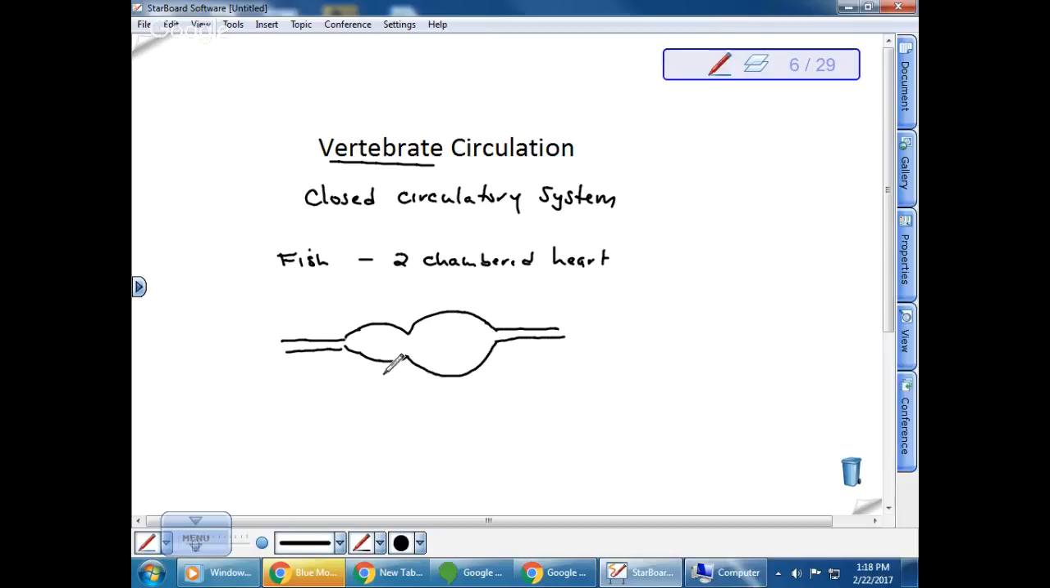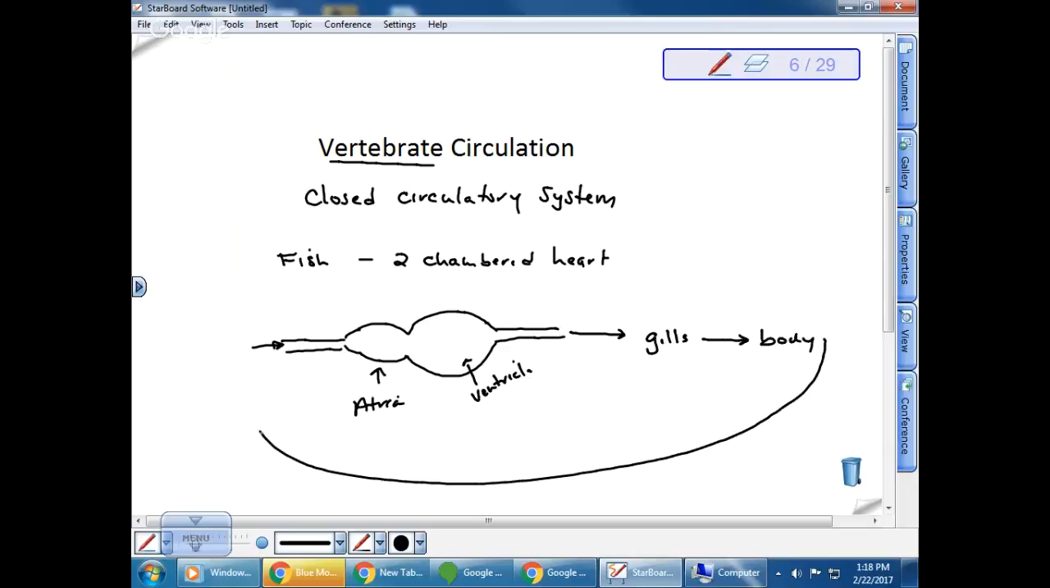Okay. So what is the name of the chamber that receives the blood? Does anybody remember? Ventricle. Nope, that's the opposite. What's the other one besides the ventricle called? Atria. So this is the atria. So if blood is flowing into the heart in this direction, that's what receives the blood. Okay. And then the ventricle is what pumps it. And then blood goes out to the gills, then out to the body, and then back to the heart.